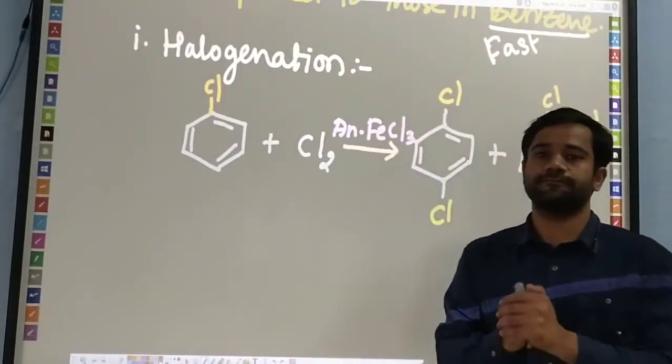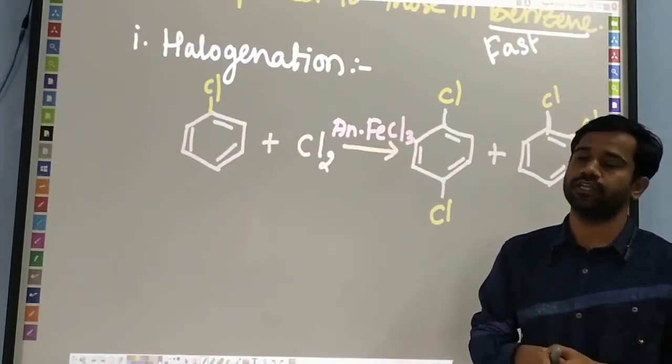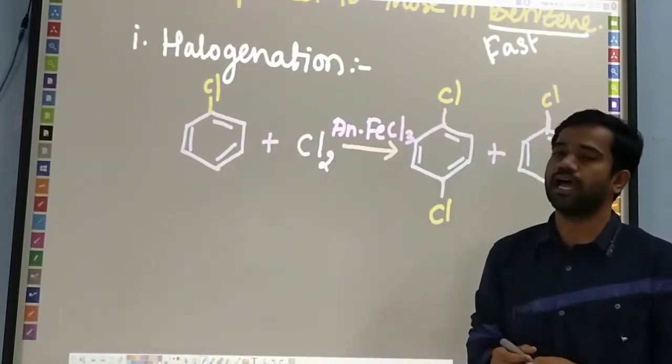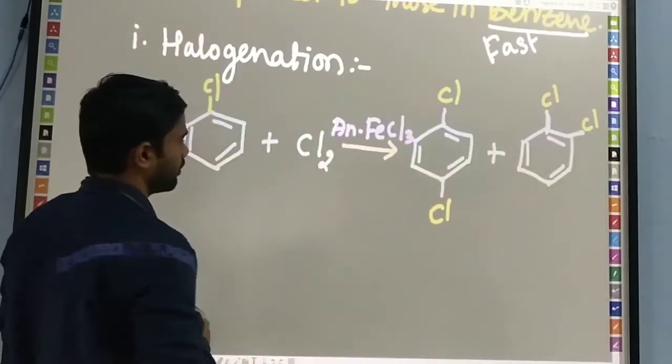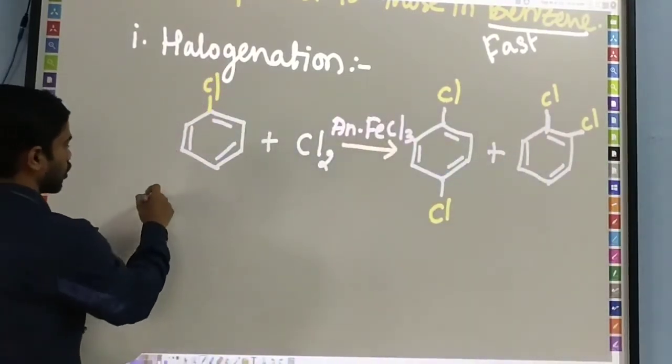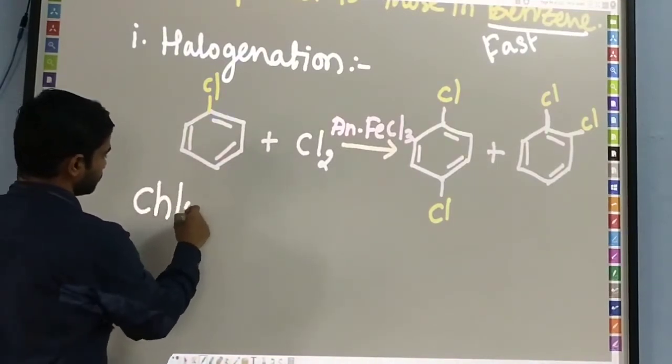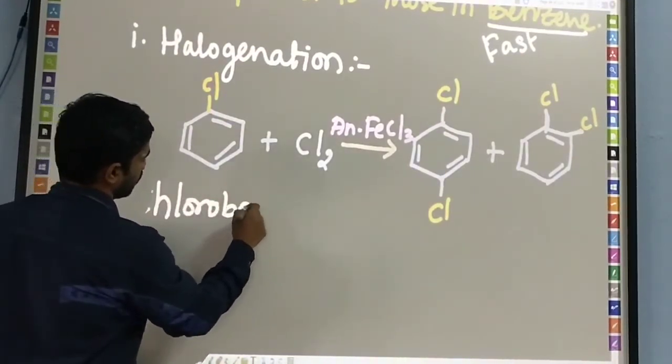So let us discuss the first type of electrophilic substitution reaction, known as halogenation. We already have this halogen compound. What is its name? It is known as chlorobenzene. We have chlorobenzene.